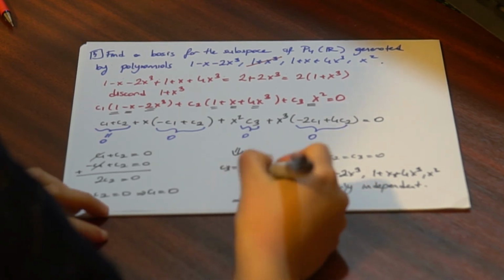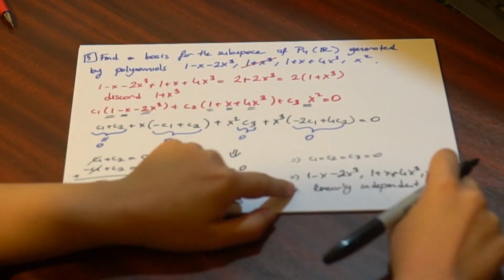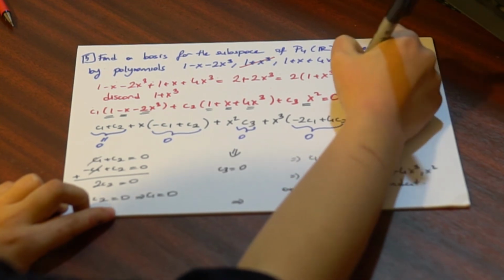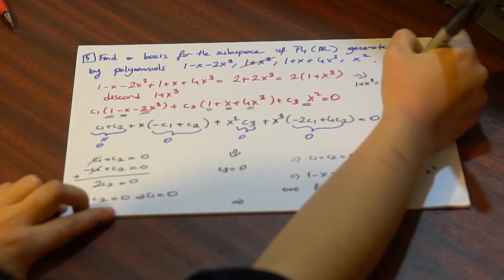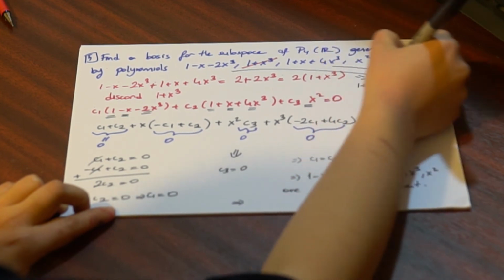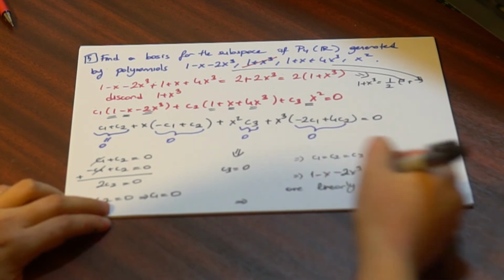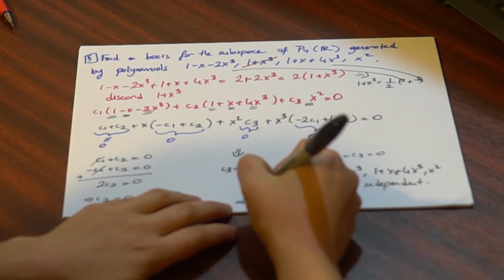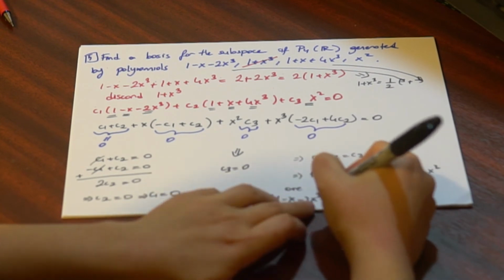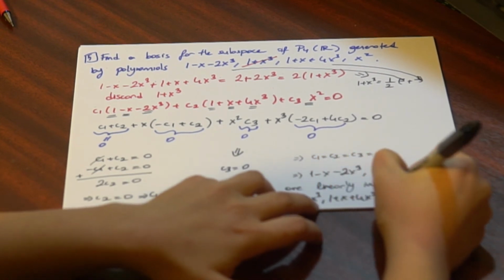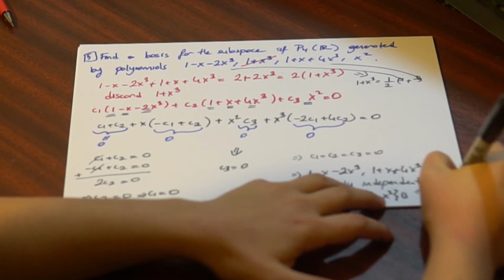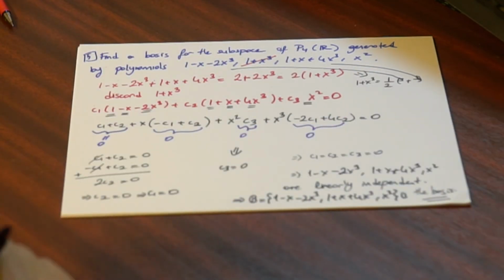So this is a basis. This will generate the space, since 1 plus x cubed is equal to 1 over 2 times this one plus this one. Since they are also linearly independent, this is the basis: 1 minus x minus x squared, 1 plus x plus 4x cubed, and x squared is the basis. So this completes the question.